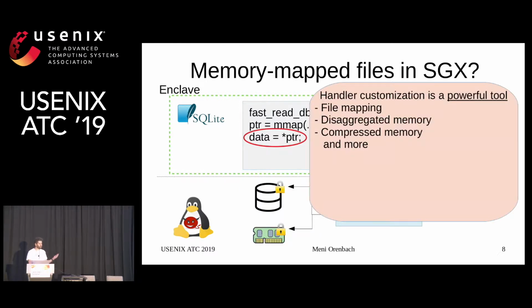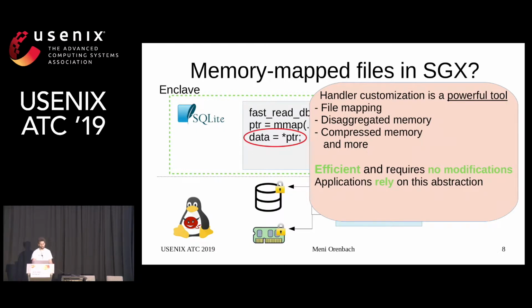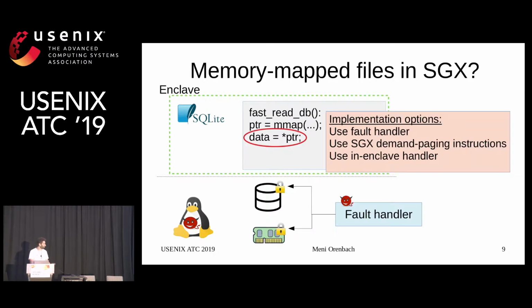And this does not apply only to file mapping. Previous works have shown that you could achieve disaggregated memory support, compressed memory, and many other things, because customization is a powerful tool. And because it's so efficient and requires no modifications for applications, the way that applications are programmed right now is that they rely on these abstractions. Unfortunately, it's not possible to do it in currently available SGX. The reason is that the fault handler is untrusted as it's part of the operating system. So we can't use it and customize it as we would with traditional applications.